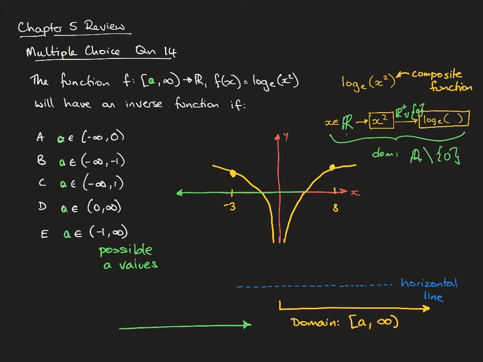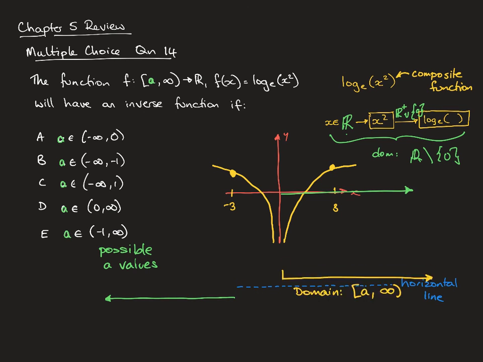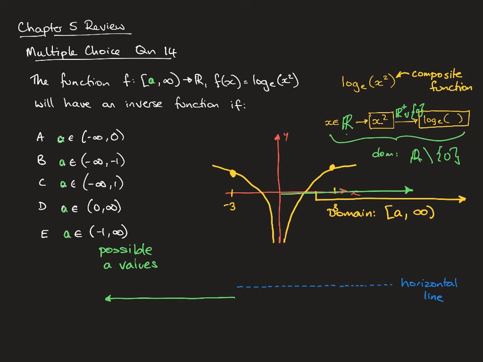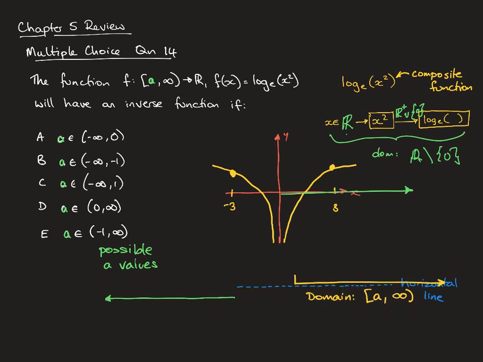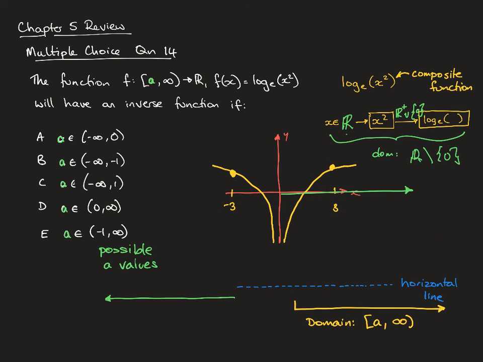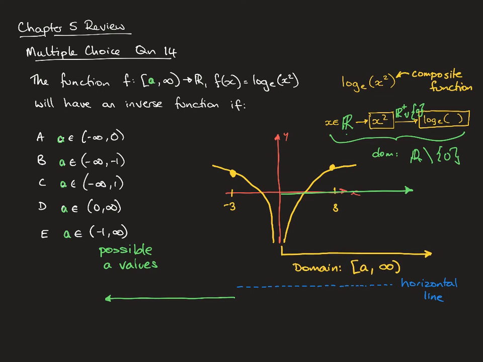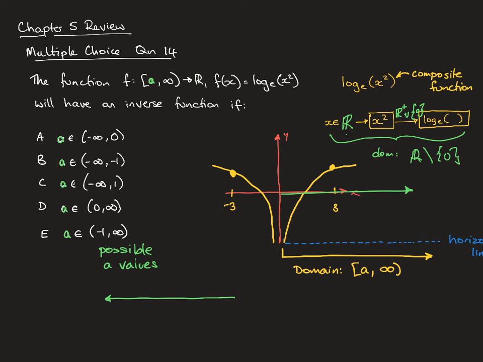So option D. Option D is a values from 0 to infinity, which is out this way. Now, our domain could be anything from here, anywhere out this way continuously, and you can see that that gives you a function. If you're just using this domain here, that gives you a function that passes the horizontal line test, and so it will have an inverse that's also a function. So the answer to this question is D.